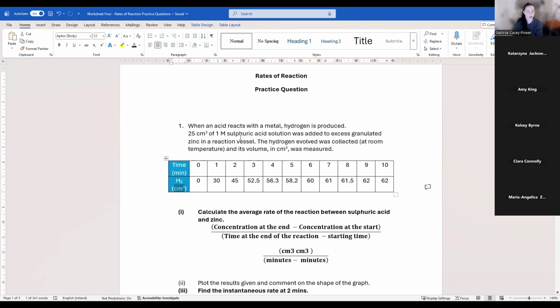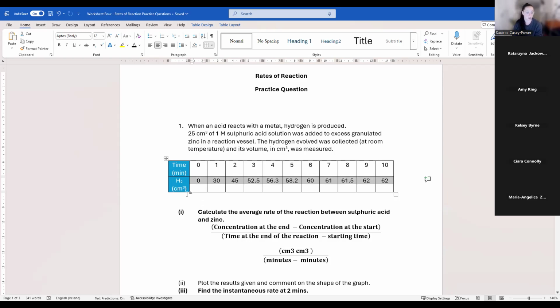So our question is, when an acid reacts with a metal, hydrogen is produced. So hydrogen is our product here. I wouldn't worry about this too much. The 25 centimeters cubed of 1 mole of sulfuric acid was added. It's just describing the reaction there. The most important point here is that you have your time data, from 0 to 10 minutes, and the volume of hydrogen gas that was produced at each time.